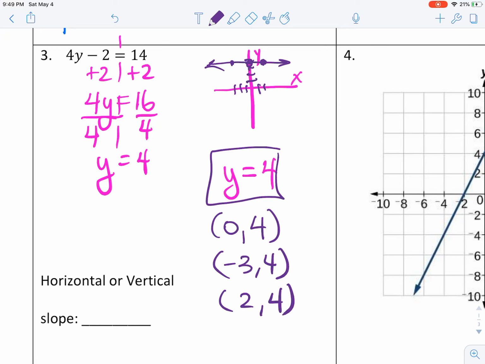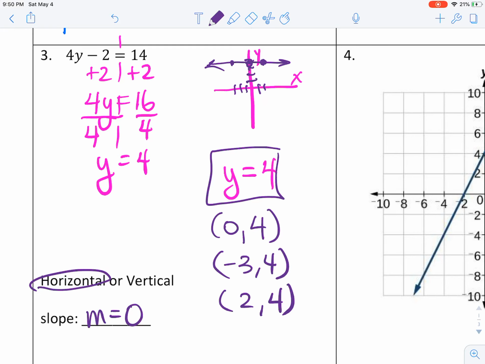Well, this equation of a line is really going up 4 and staying there, no matter how far right or left you go. And if ever you get confused, pick 3 points and put that 4 in for all 3 y's and plot those points, and I think that'll really help you. So this is going to be horizontal, and since it's totally flat side to side, our slope is going to be 0. Our slope equals 0 in this case.